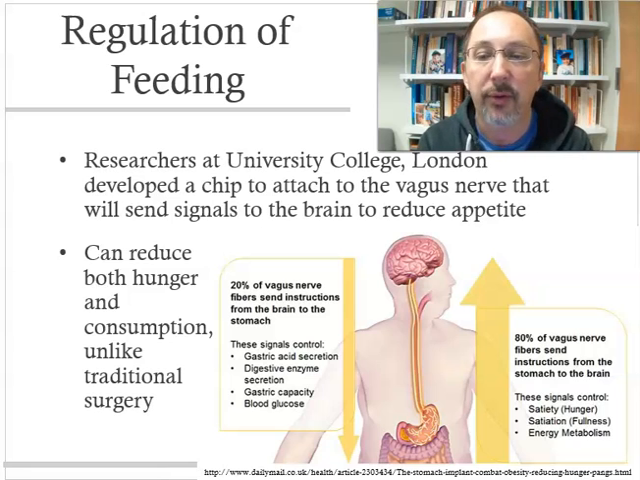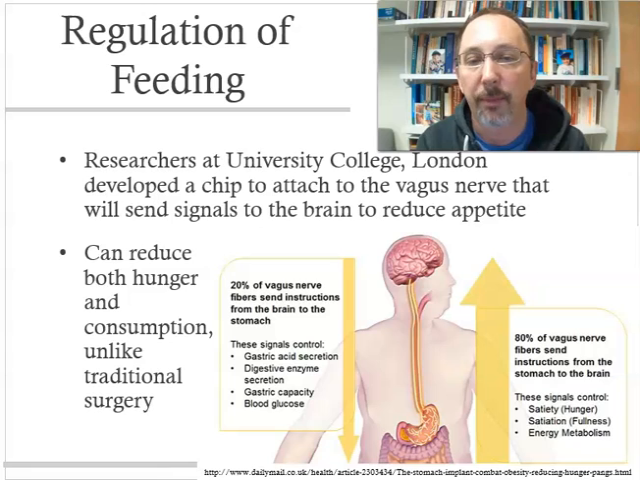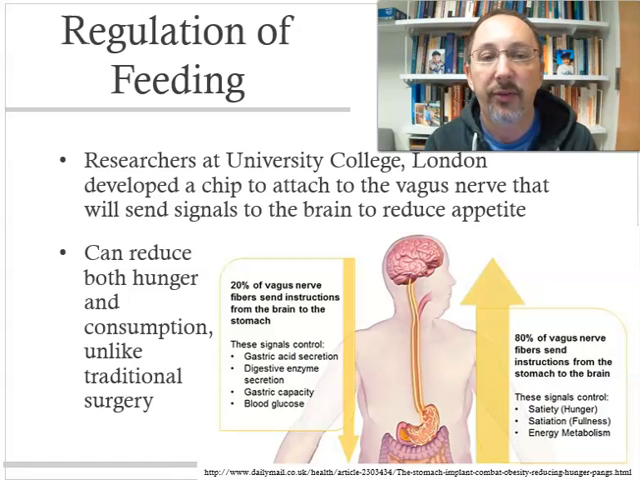Another thing is, for instance, gastric bypass surgery, where they'll actually cut off part of your stomach or shrink your stomach in some way. In this case, they attach a chip to the vagus nerve to send signals to the brain to reduce appetite. The problem is we adapt to these things. So these things tend to be temporary. And we'll look at kind of how this works.